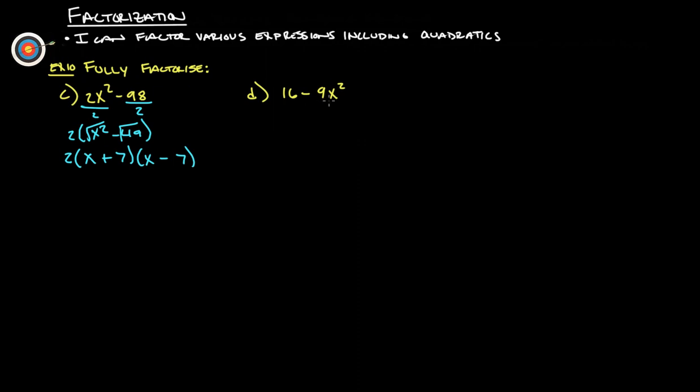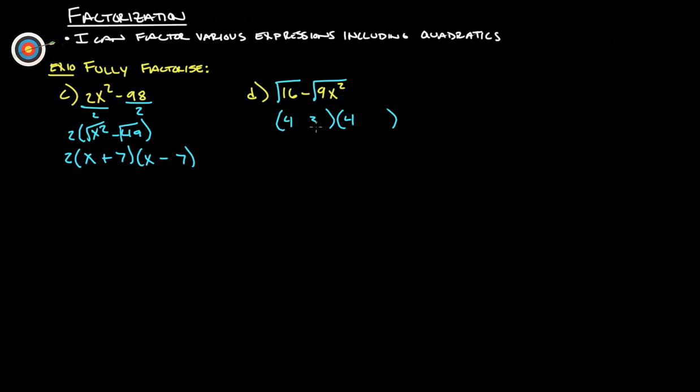Okay, 16 minus 9x squared, again, a perfect square, and another perfect square. Can't factor anything out of the 16 or the 9. But since we have perfect square and perfect square, we can just go straight to that anyway. Let's see. The square root of 16 is 4. So 4 is going to go in the beginning. Square root of 9x squared.